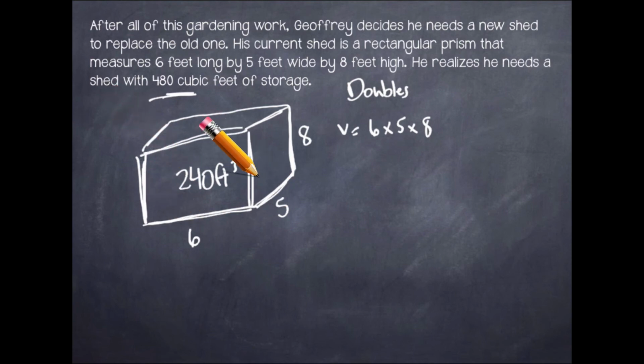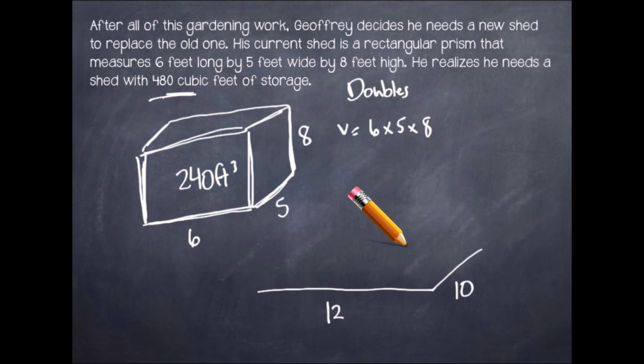He wants to know if he doubles all of these lengths and widths and everything, if that would give him the 480 feet that he wants. Because 240 times 2 is 480, right? So it makes sense that that would seem right, but let's just double check. He wants to double all of these and see what he gets. So now that means that this 6 doubled would be 12. 5 doubled would be 10. And 8 doubled would be 16.